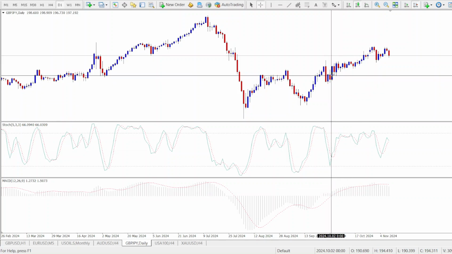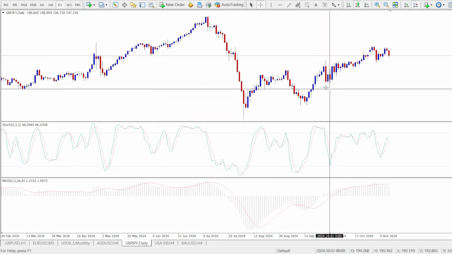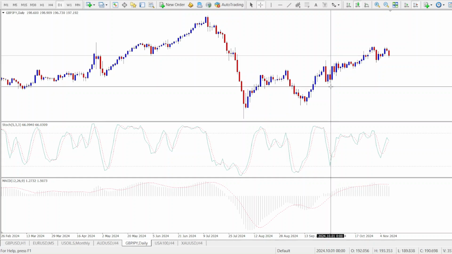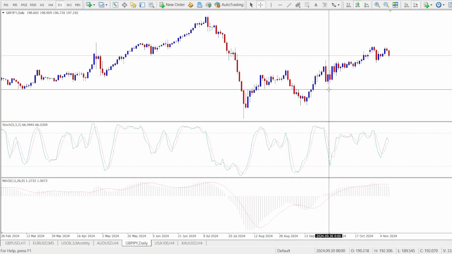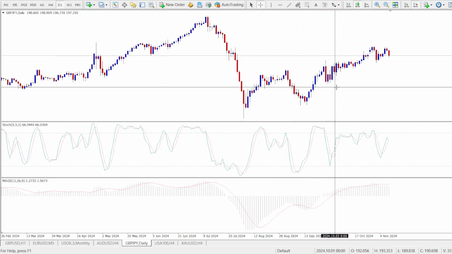So we would have entered a buy around here and then set a tight stop loss just below the swing low, right? Or if you want a wider stop loss, to give the market more breathing space, then you can set it below the swing low that preceded this, right?